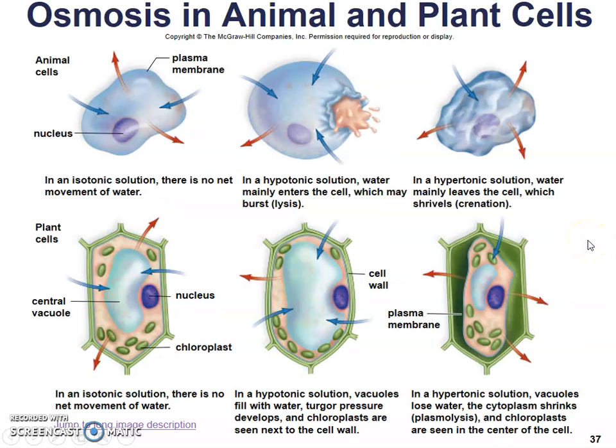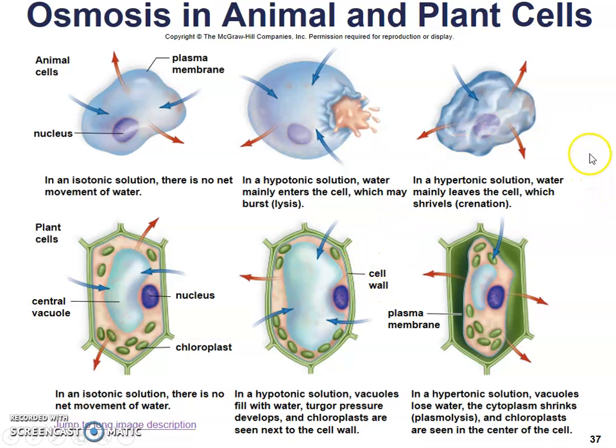So here we have some diagrams. Isotonic solution, that's when cells are happy. Things are moving in and out at the same rate. There is no net movement. In a hypotonic solution, water enters the cell and it can burst. You'll notice that the central vacuole fills up and takes up a lot of space in the plant cell. That's because they don't know when they're going to get water again. So they're going to absorb as much of it as they can and hold on to it.